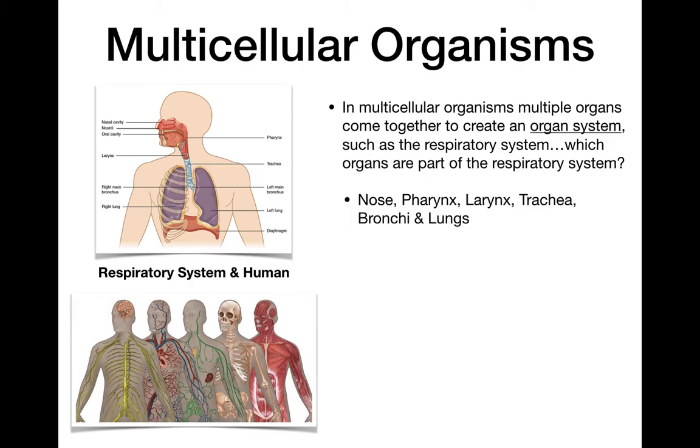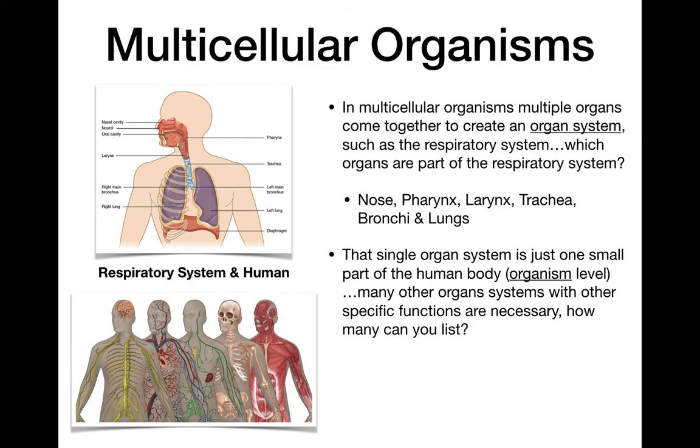Well, here's a list. The nose or the nasal cavity, the pharynx, the larynx, the trachea, the bronchi, and the lungs are all examples of organs which make up the respiratory system. We will go through this more next class, the respiratory system in particular.